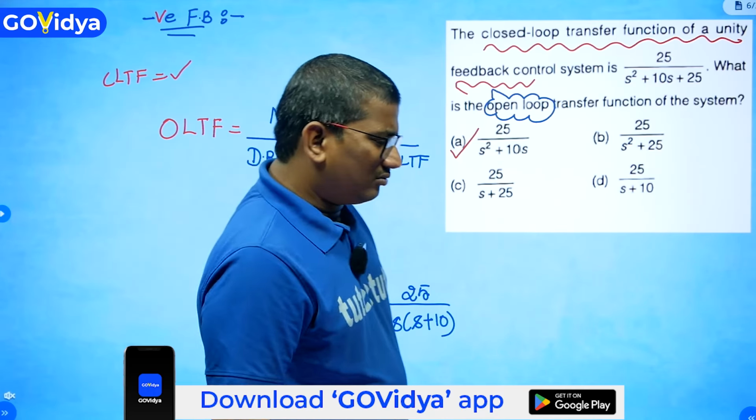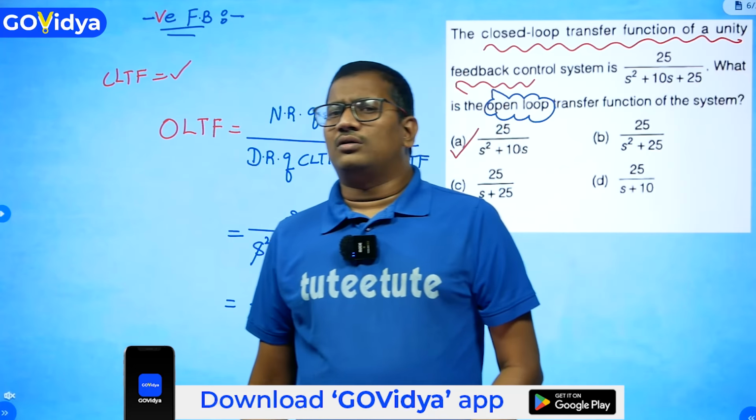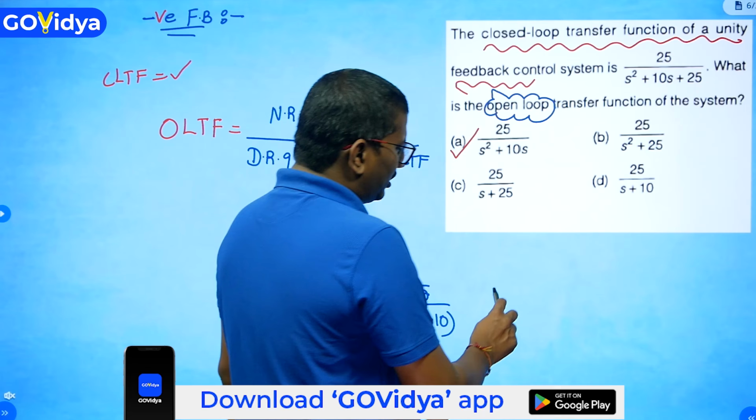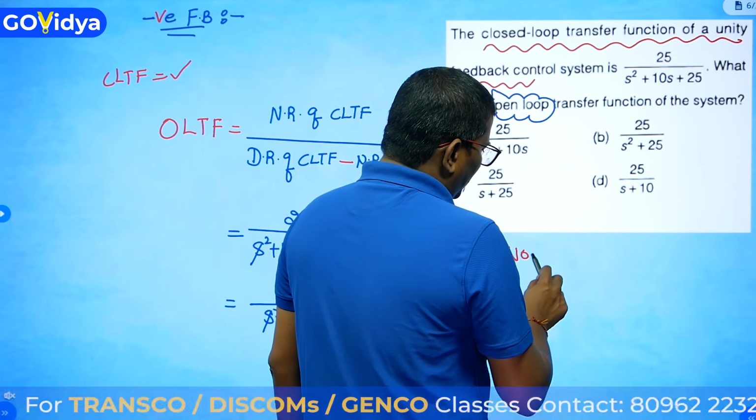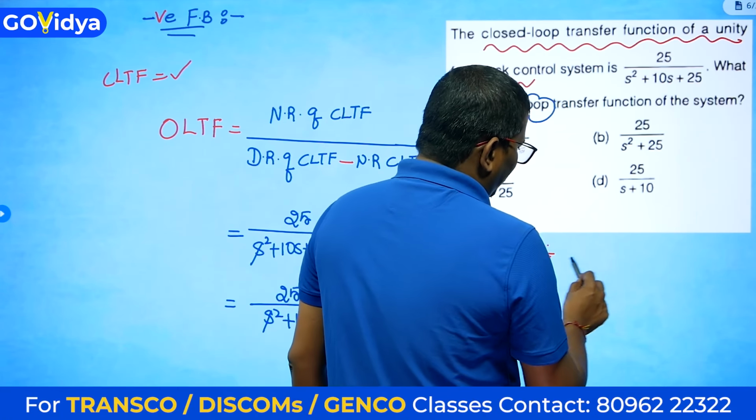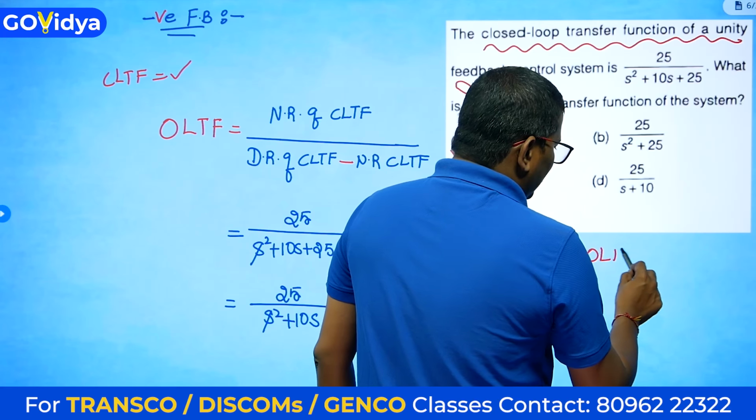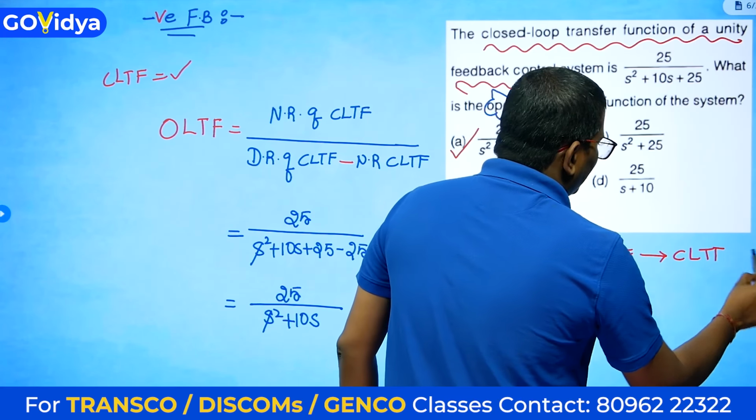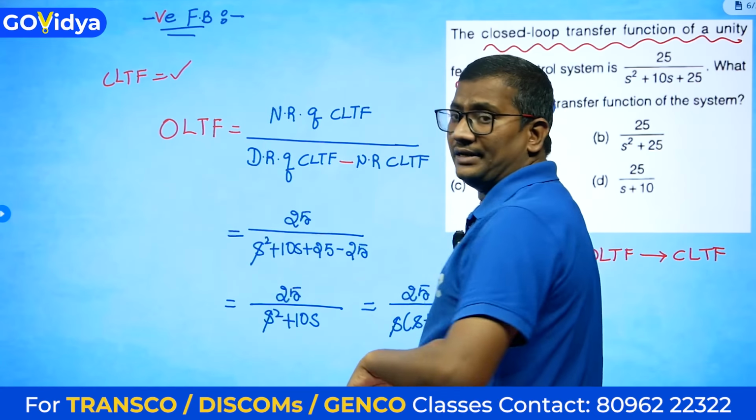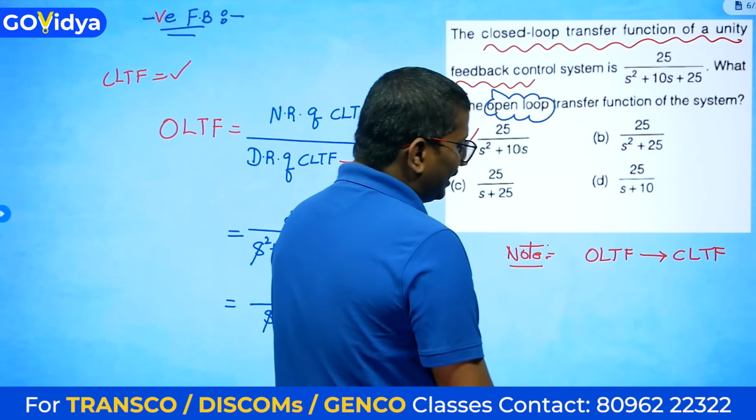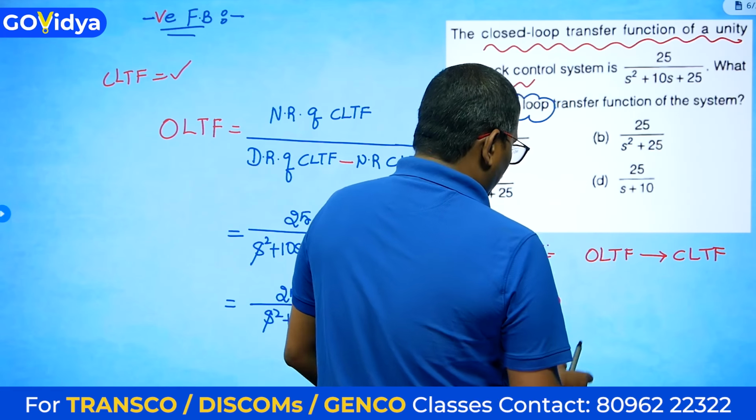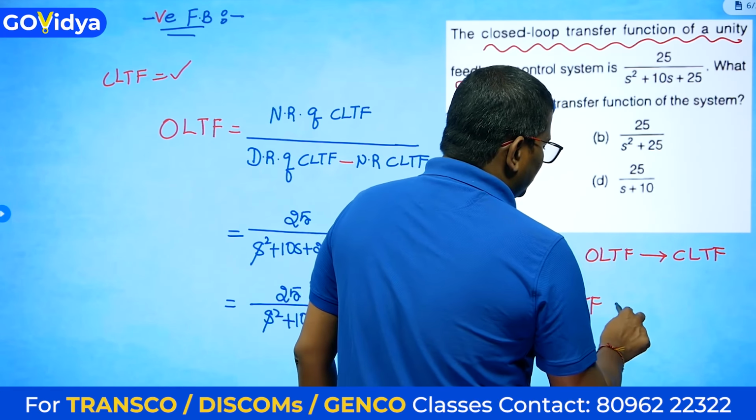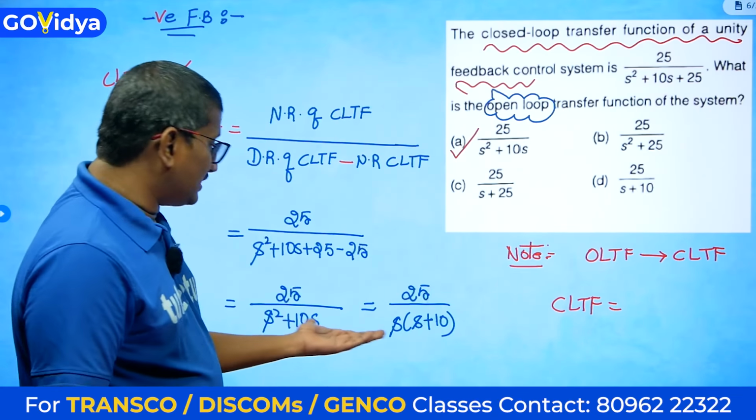Similarly, if you want to convert from open loop transfer function to closed loop transfer function, simply what we need to do, put a note here. I want to convert from OLTF to CLTF. What about here? CLTF to OLTF. Now we are doing reverse. How to do that? Simple. CLTF is equal to, if you have open loop transfer function, let us take this one.